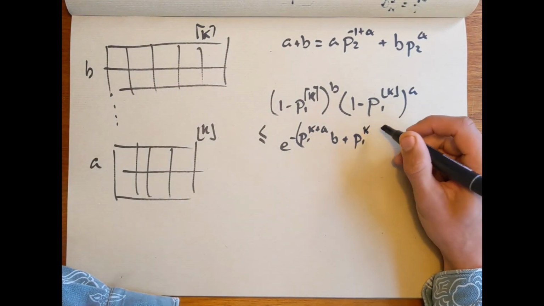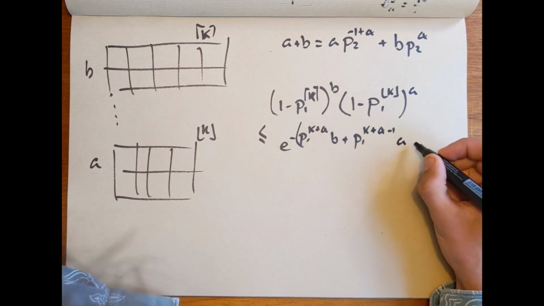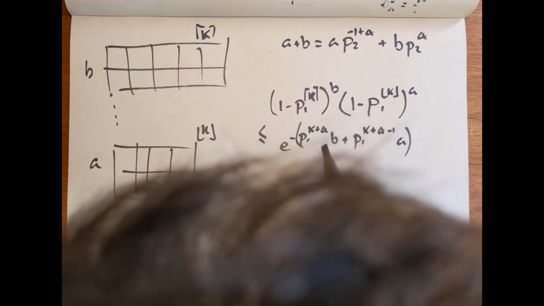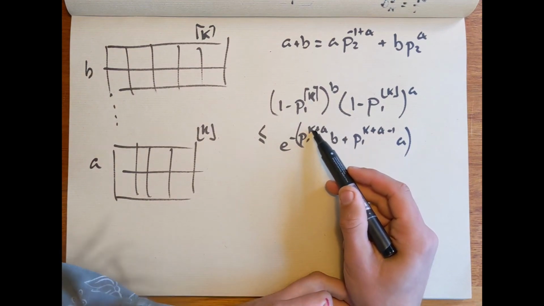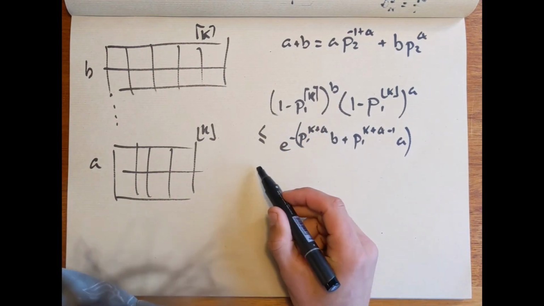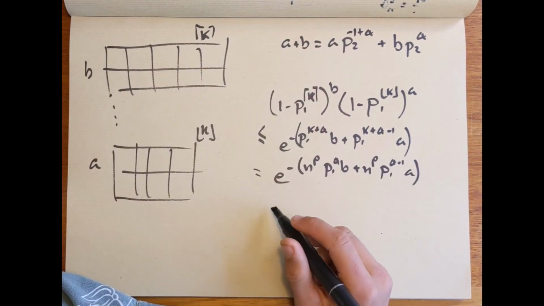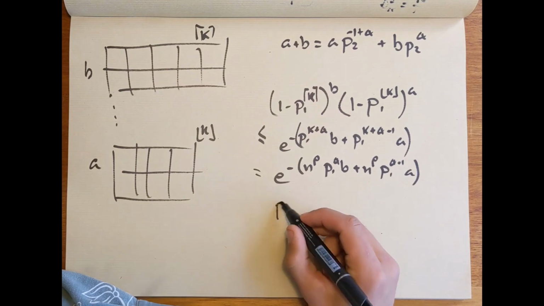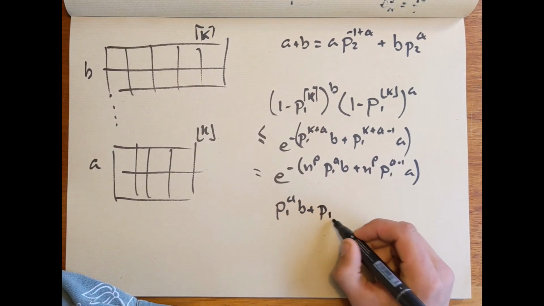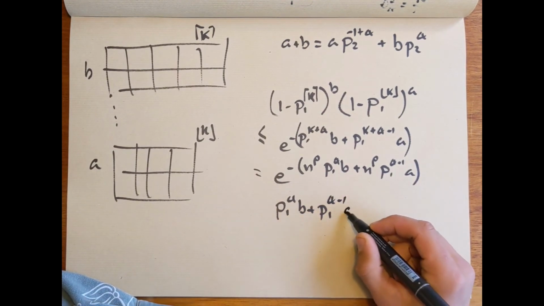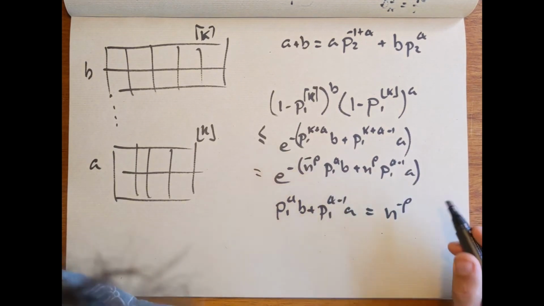plus p1 to the k plus alpha minus 1 a. And so if we use the definition of k, remember this is not the k rounded up and down, this is the exact k, then this is equal to e to the minus something. And so from this we can infer the following equation. We would really like to have p1 to the alpha b plus p1 to the alpha minus 1 a to be equal to n to the minus rho. No, this is wrong.